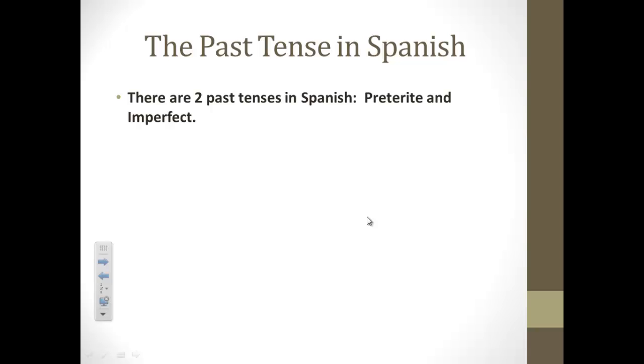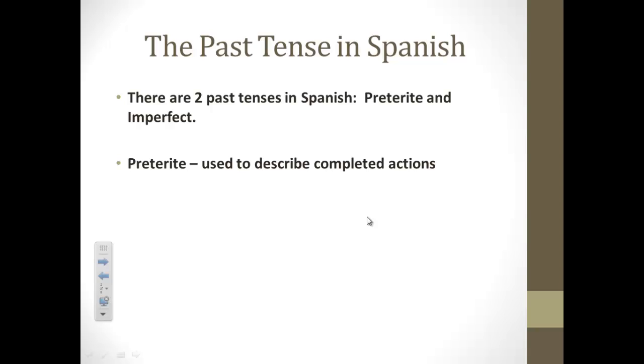In front of you, you should have your note guide. On this note guide in section A, you're going to see a chart where we are going to fill out the differences between the preterite and the imperfect. Okay? We will work through these together, and there's examples for you to write down on both columns. Let's first start with a short reminder on what is the difference between preterite and imperfect.